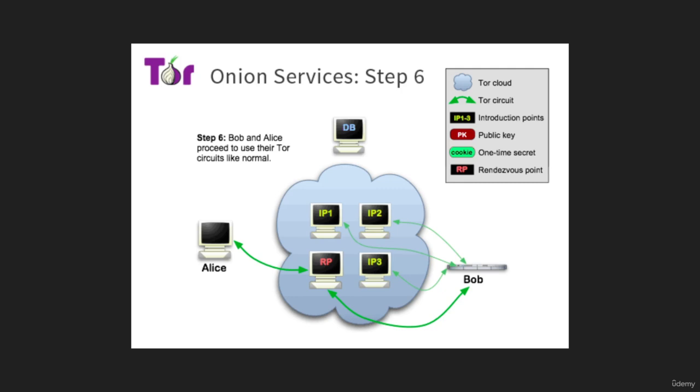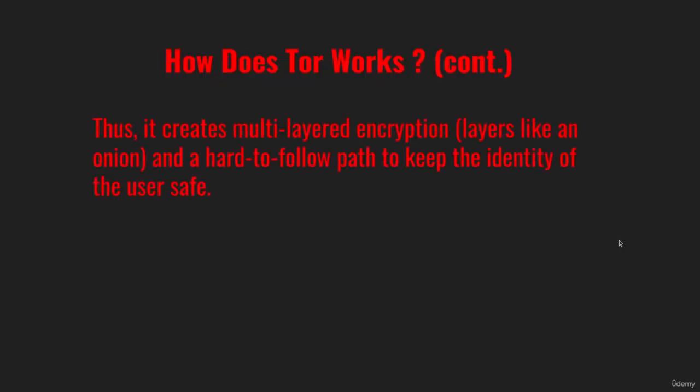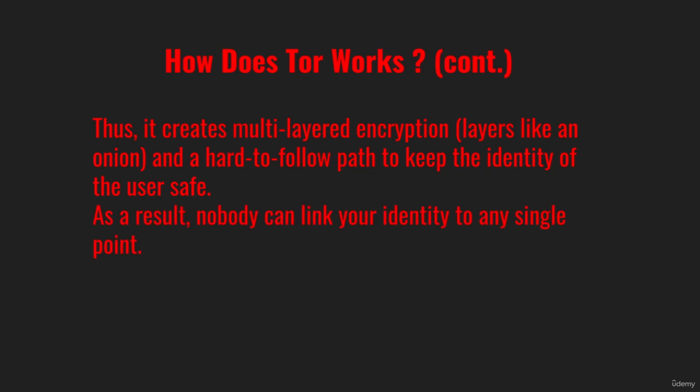Now, the complete connection between Alice and Bob consists of 6 relays. 3 of them were picked by the client, which is Alice, and 3 of them were picked by the onion service, which is Bob in our case. All right, so it is secure, and each time it is randomized. It creates multi-layered encryption like an onion, and it is hard to follow the path, which keeps the identity of the user safe. As a result, nobody can link your identity to any single point.